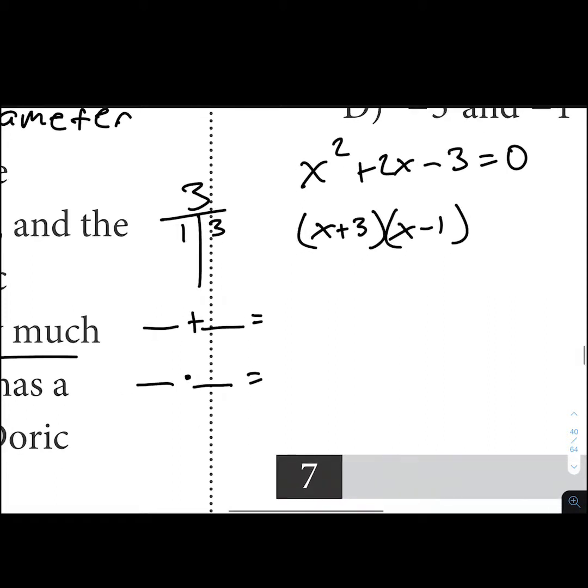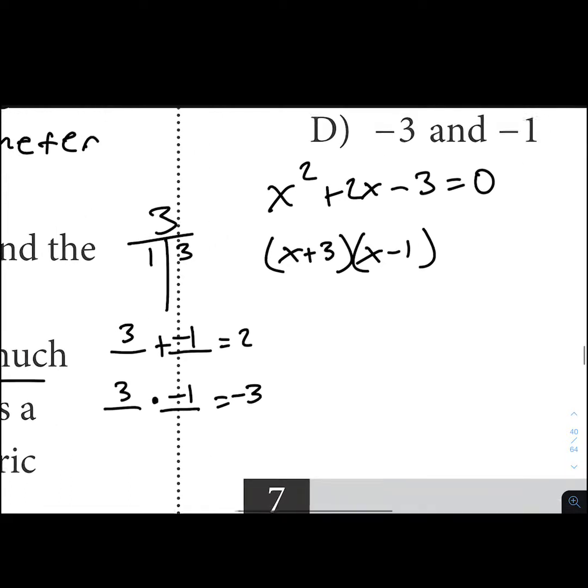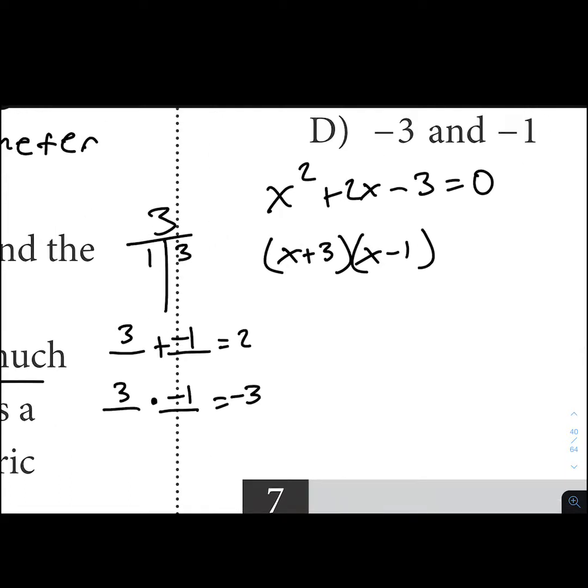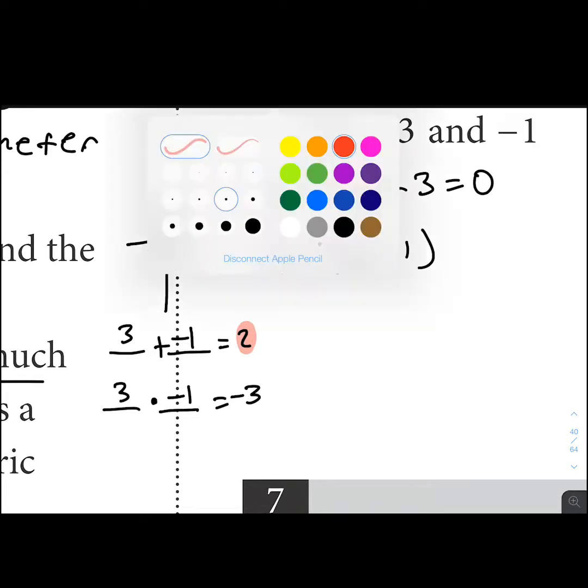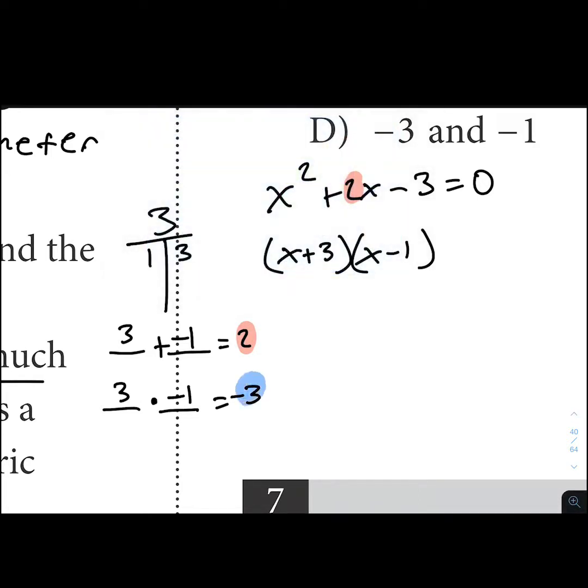Cool. So a positive 3 plus a negative 1 is a positive 2, and a positive 3 times a negative 1 is negative 3. This is good because, hey, it matches up with my b and c variables respectively. So life is good.